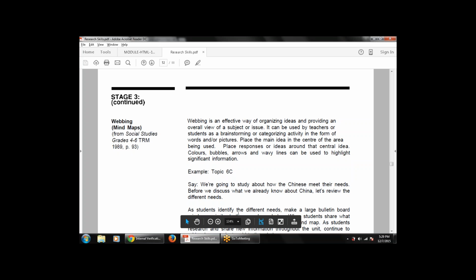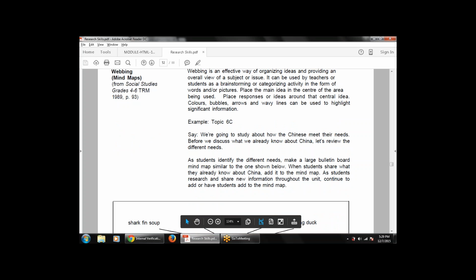As students identify the different needs, make a large bulletin board mind map similar to the one shown below. When students share what they already know about China, add it to the mind map. And as students research and share the new information throughout the unit, continue to add, or have students add, to the mind map.